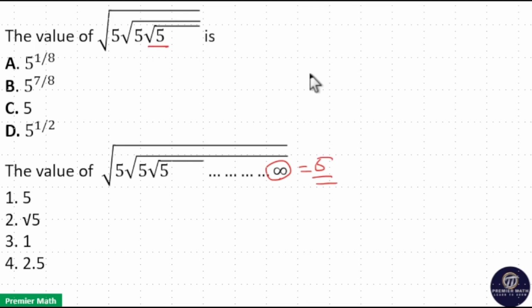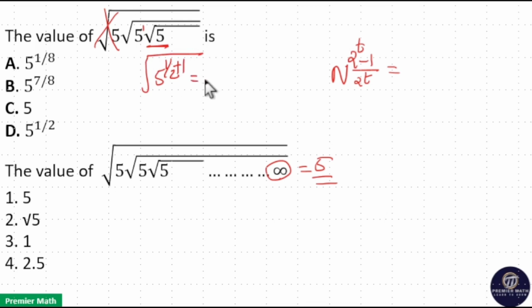So take the innermost term. Or you can use the formula n raised to (2^t minus 1) divided by 2^t. Either you use this formula or take the innermost term, which is 5 raised to 1 by 2. Root 5 means 5 raised to 1 by 2. Now if you ignore this first term, this is equal to root of 5 raised to 1 into 5 raised to 1 by 2, which is equal to root of 5 raised to 1 by 2 plus 1, which is root 5 raised to 3 by 2.